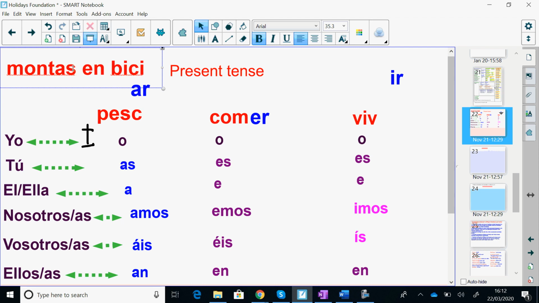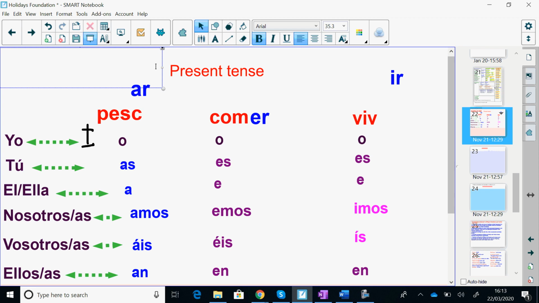That's it, montas. By the way, I've been telling you all this wrong because bici is not horse, it's actually a bicycle. So it should have been I ride, you ride, we ride a bicycle, not a horse. Okay? To ride a horse, montar a caballo. My mistake. Okay? Let's do another one.